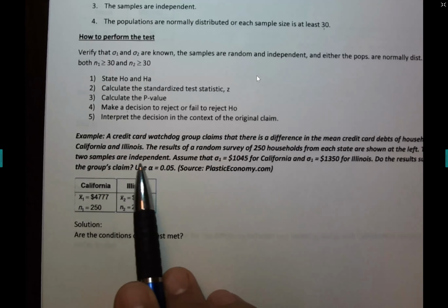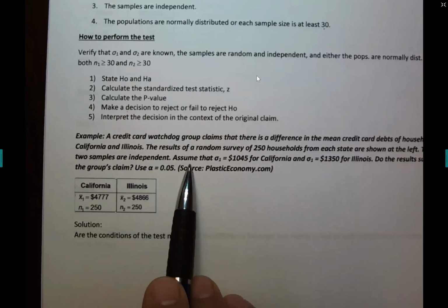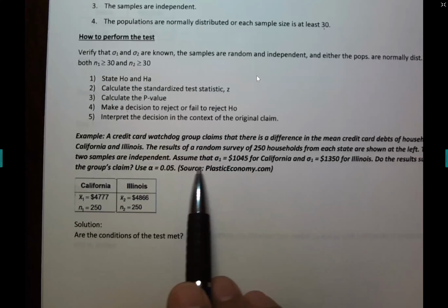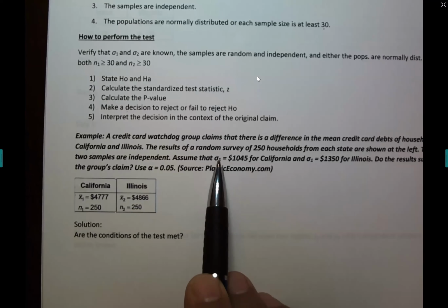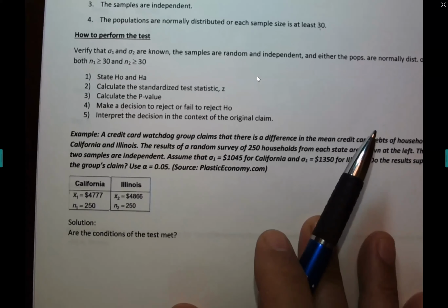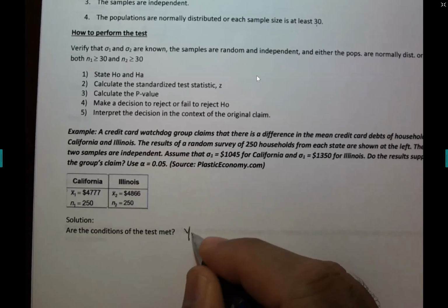The two samples are independent, they are independent right here. And they are random, guys, if you notice. Some students asked me earlier, do we use Z when sigma is given? Look, it is given. It says sigma 1, not s1. So sigma 1 is 1045 and sigma 2 is 1350. Do the results support the group's claim? Are the conditions of the test met? Yes, as I just explained to you.